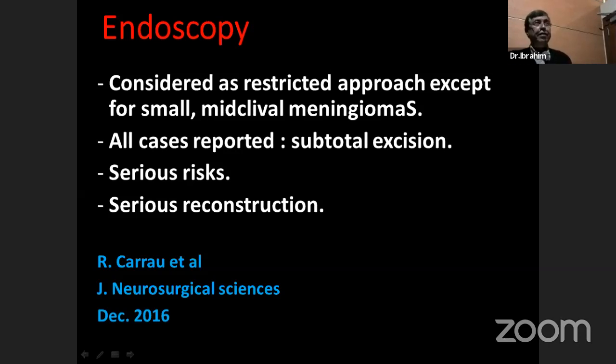And they have seen this when using the so-called supraciliary approach, using the endoscope to clip an aneurysm. And then the aneurysm ruptures, and then you have to convert to a formal craniotomy. By that time, the patient is lost. So endoscopy in general is restricted because of so many factors. So it may be used for small midclival meningiomas. And that's Carew, who's a famous endoscopist.